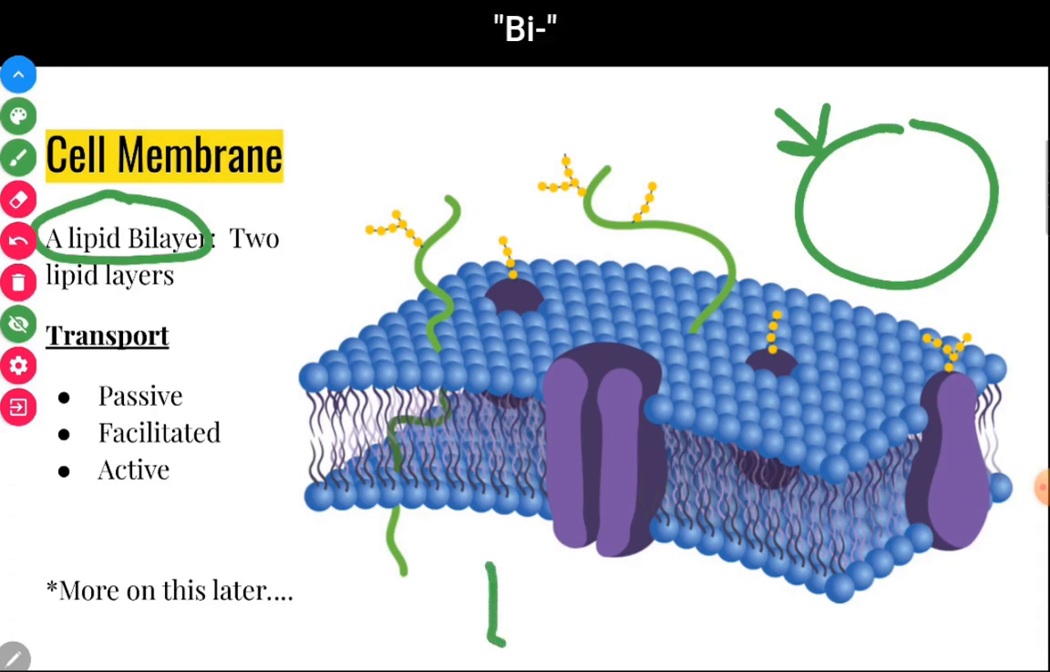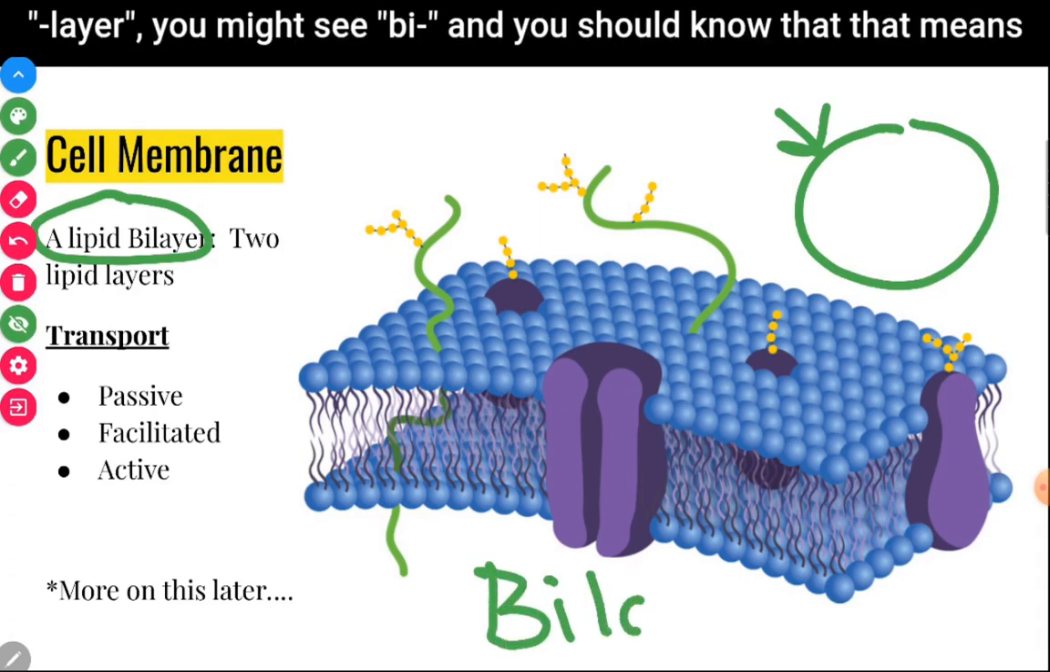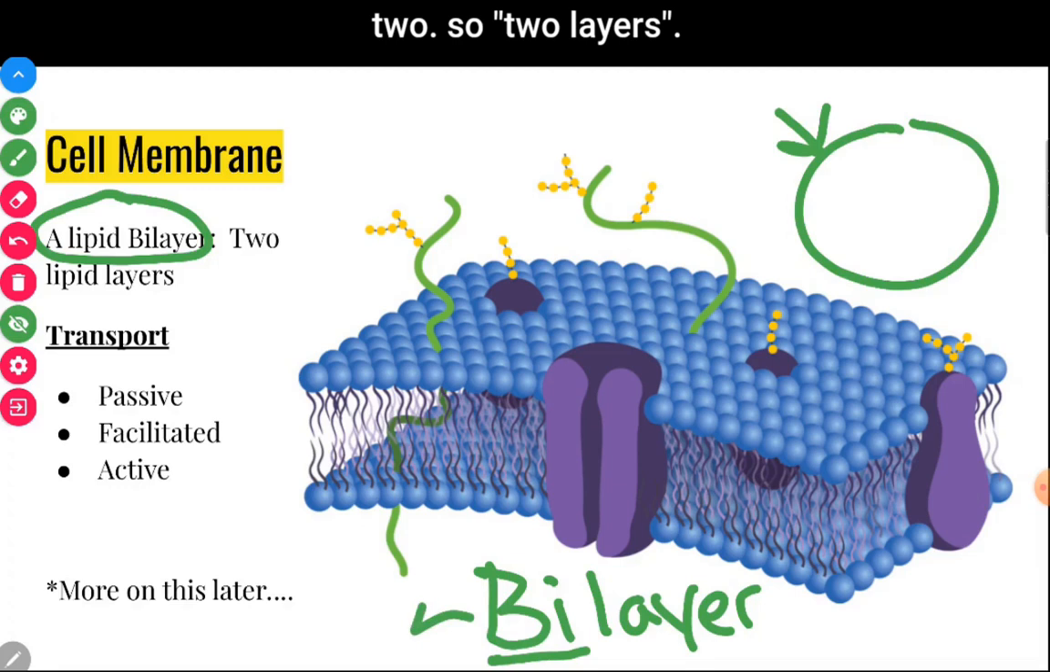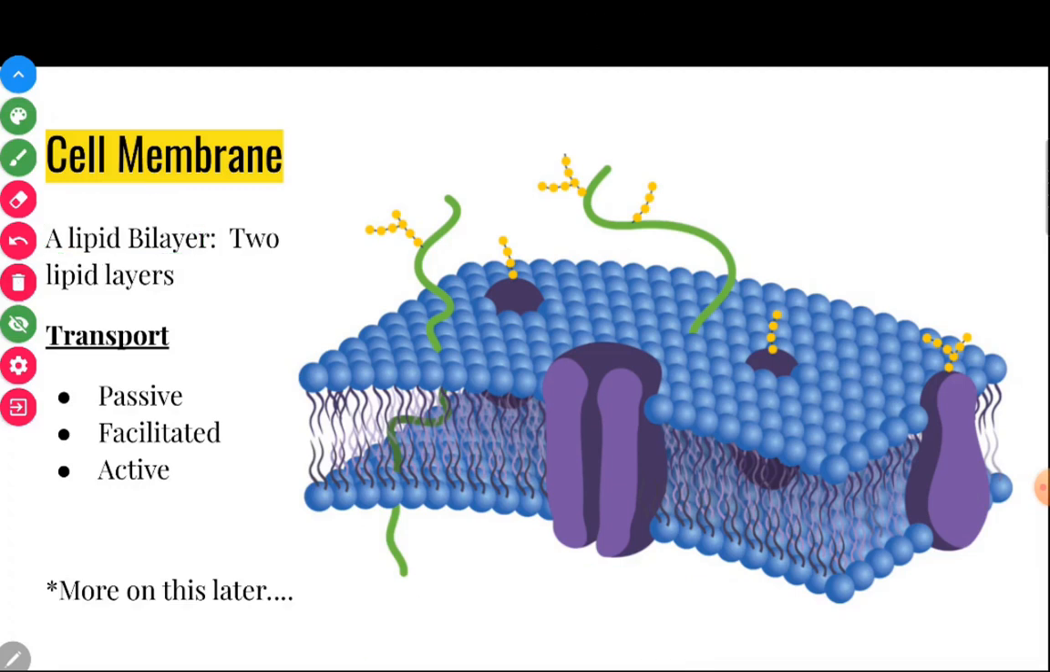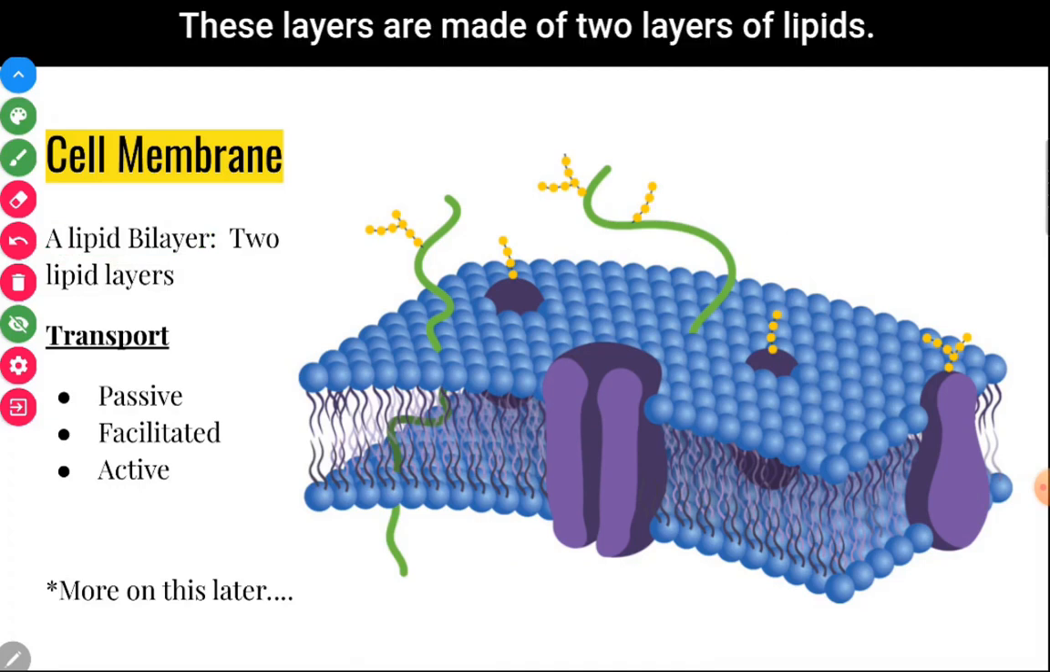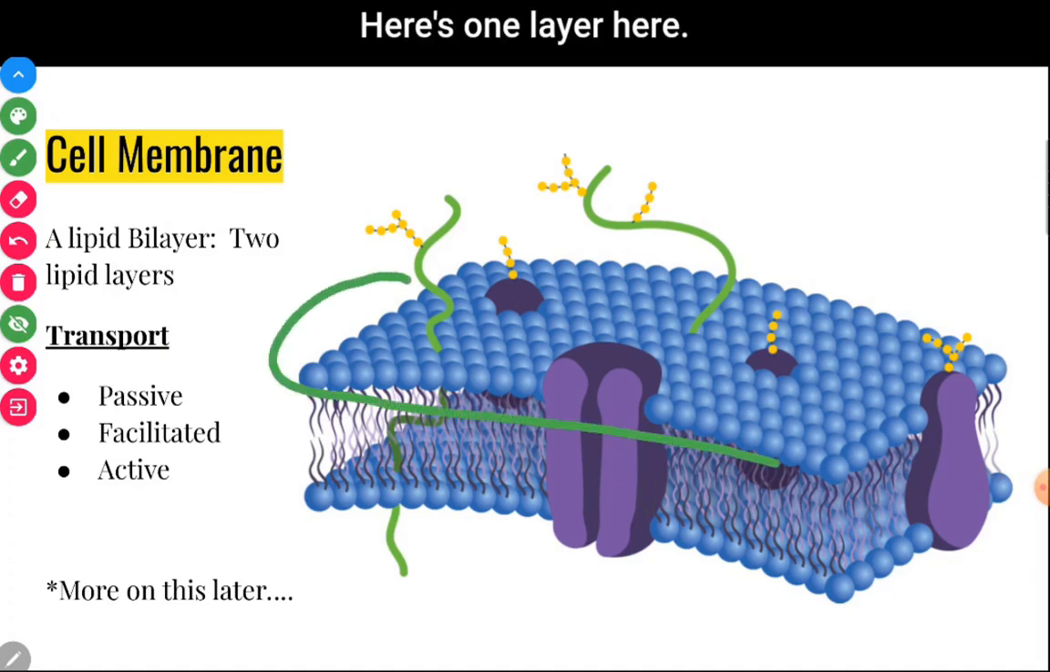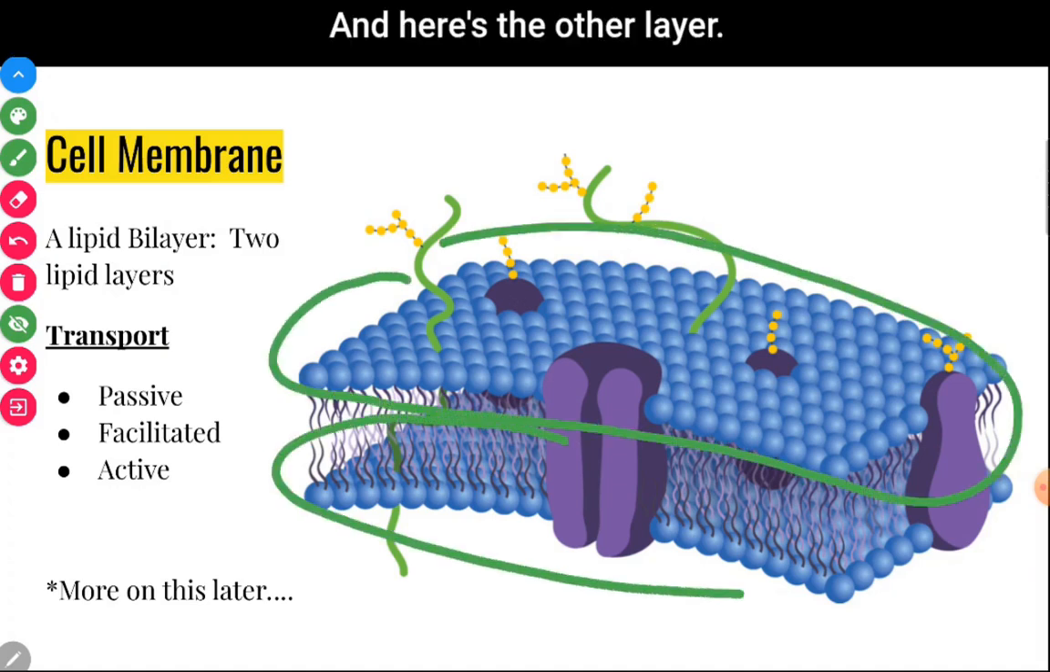If you look at the word layer, you might see bi, and you should know that that means two. So 2 layers. What are these layers made of? These layers are made of 2 layers of lipids. Here's one layer here, and here's the other layer.